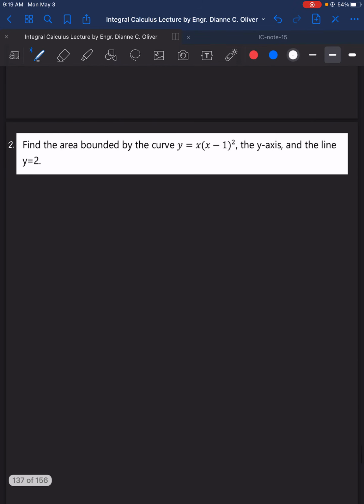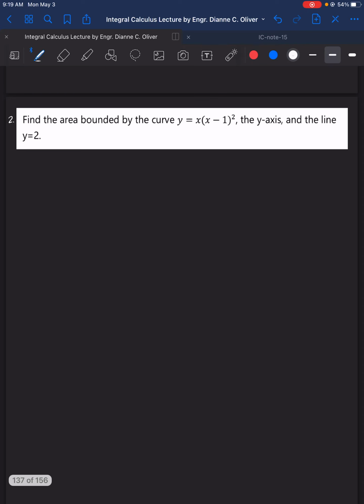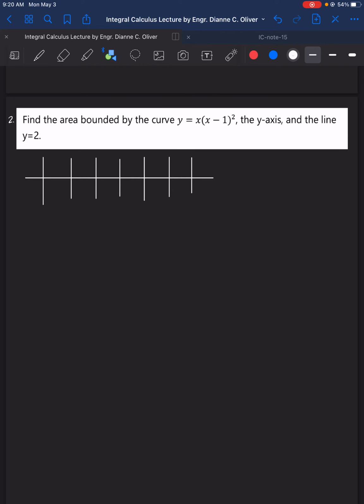Let's go to the next example we have here. Find the area bounded by the curve y is equal to x times (x minus 1) squared, the y-axis, and the line y is equal to 2. Again, we will be sketching here the curve first. So this is y and then this is x.